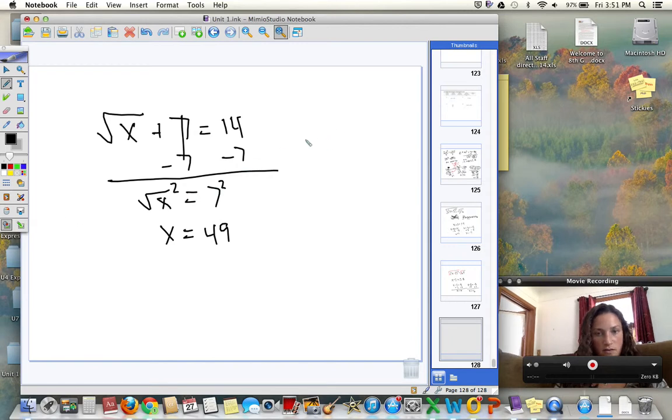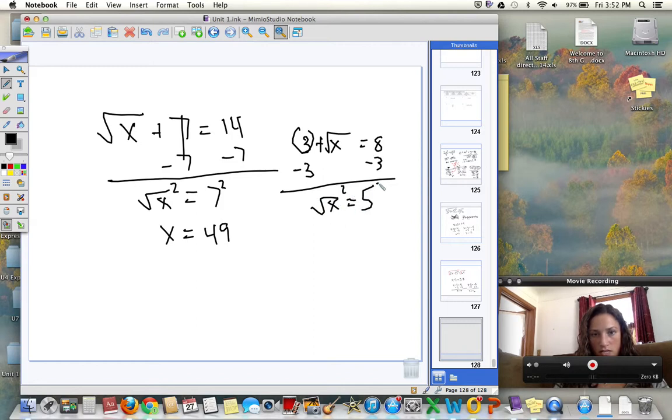Let's do another one. So 3 plus the square root of x equals 8. I have to move this 3. To do that, I subtract it. I still have square root of x equals 5. Square both sides. X equals a positive 25.